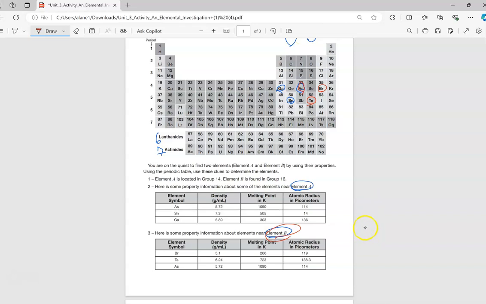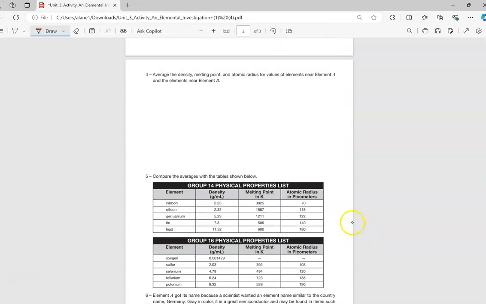Okay, so our next step, it says average the density. If you average something, you're adding them all together and dividing by that number. You're going to average the density, the melting point, and the atomic radius for the values of elements near element A and near element B. So you are going to need a calculator for this. You can use one on your phone or you can use a real calculator.